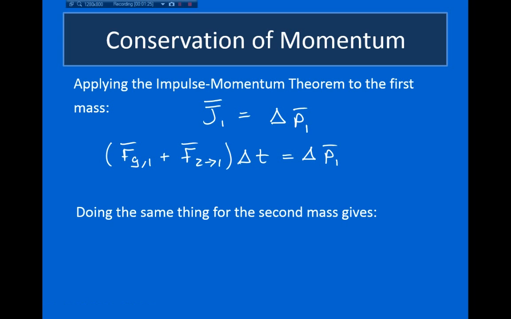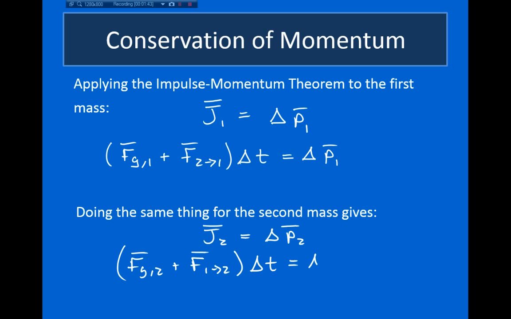Doing the same thing for mass 2, we see that the impulse that's exerted on mass 2 is equal to the change in the momentum of mass 2. And the total impulse that's exerted on mass 2 is the force due to gravity that's exerted on mass 2 plus the force that mass 1 exerts on mass 2, times delta t, and this has to equal the change in the momentum of mass 2.